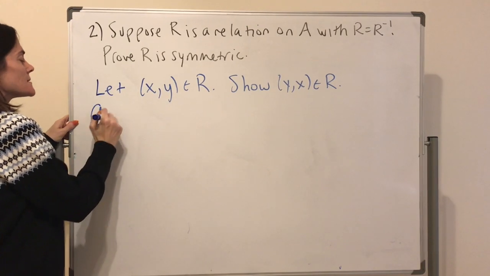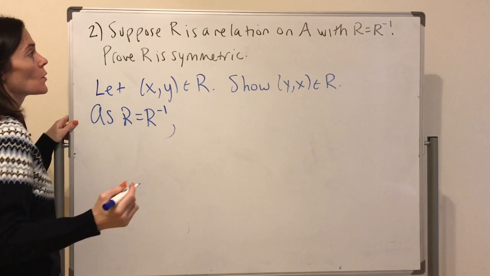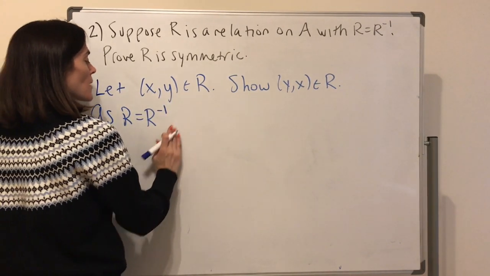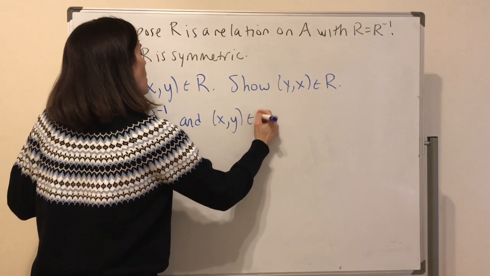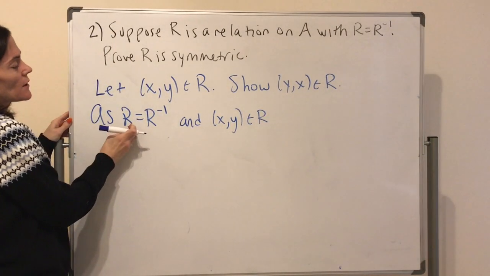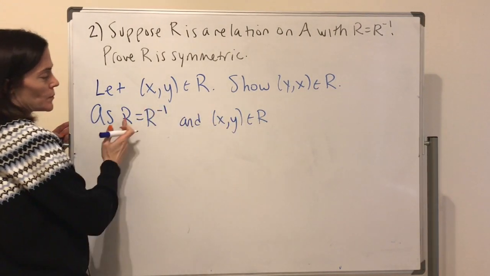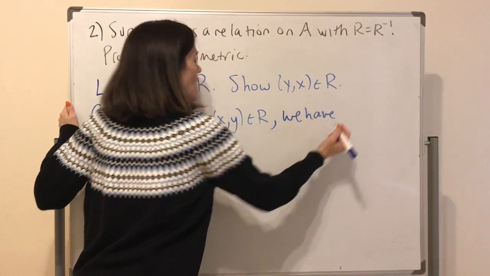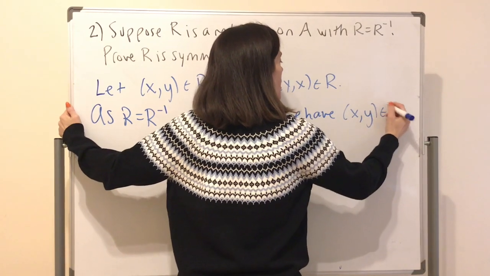Well, as R equals R inverse, what do we know? Well, xy is in R. Maybe I will put that, and xy is in R. Well, in particular, R would be a subset of R inverse, so every element in R would be in R inverse. We have that xy is in R inverse.